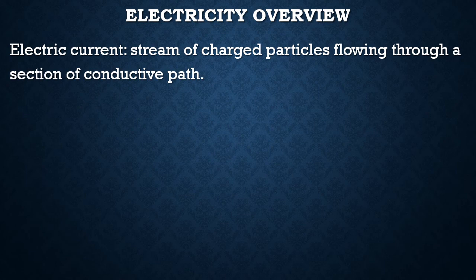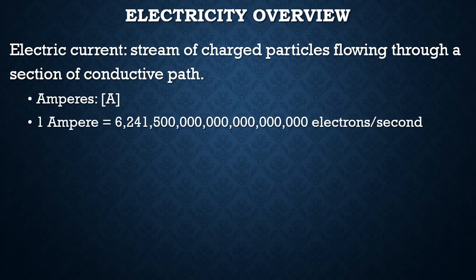Electric current is a measure of flow rate, really how much electric charge is passing a specific point along a path. Current is measured in amperes, or amps for short. 1 ampere corresponds to a huge number of electrons, more than 6 times 10 to the 21st per second. 1 ampere is equal to 1 coulomb per second, where the coulomb is a measure of electric charge.